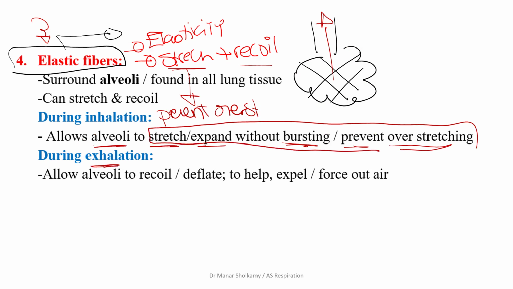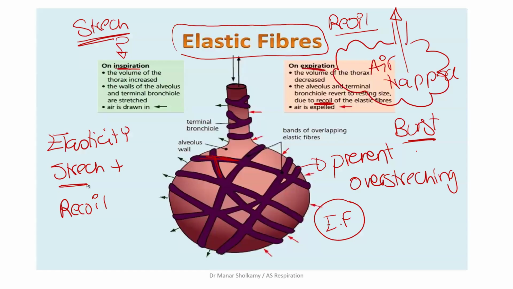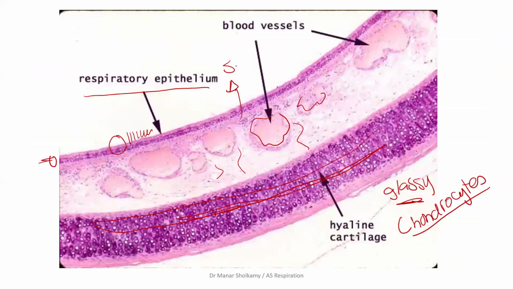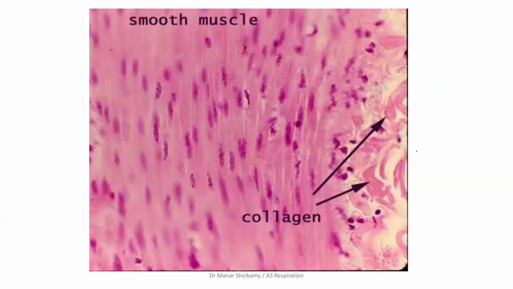And during exhalation, they allow the alveoli to recoil, or to deflate. You don't have to write all that. You can write one of them because this means or. So it allows the alveoli to recoil or to deflate to help expel or force out the air. Just 2 sentences, but they're very common and very important. So we talked about the tissues that are found in the respiratory tract. Ciliated epithelium. Be familiar with the structure and the function.